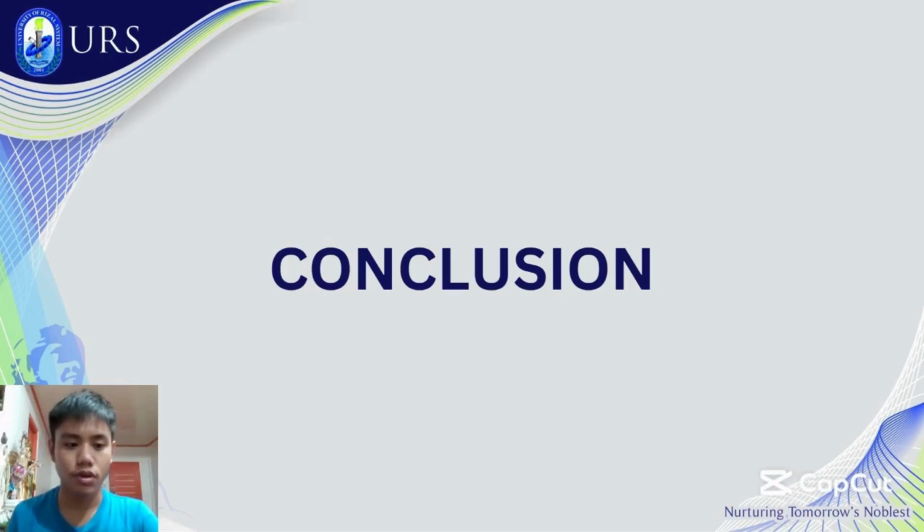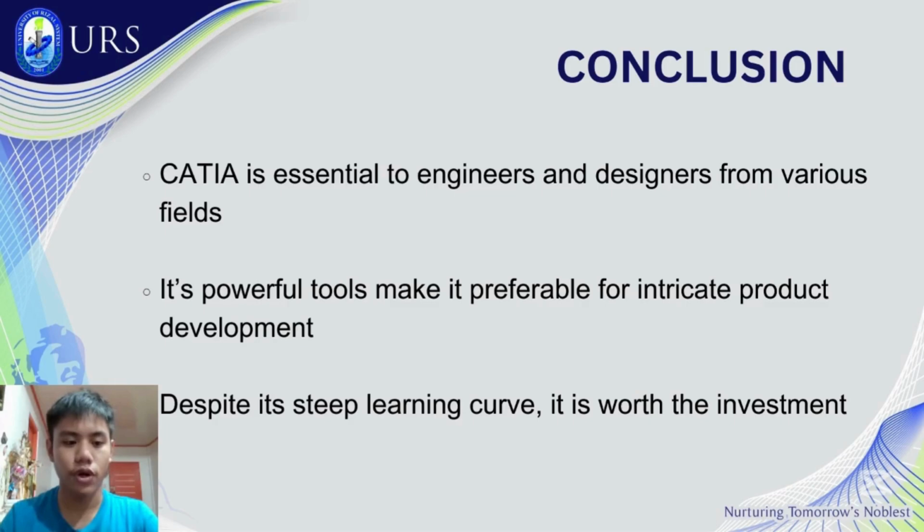Now, to conclude, CATIA software has its own share of advantages and disadvantages. It is very essential to engineers and designers across various fields. It is very powerful and versatile, making it a prominent choice for people working in product design or product development. Despite all of those great advantages, it has a major flaw, and that is it is very difficult to learn. It has a steep learning curve.